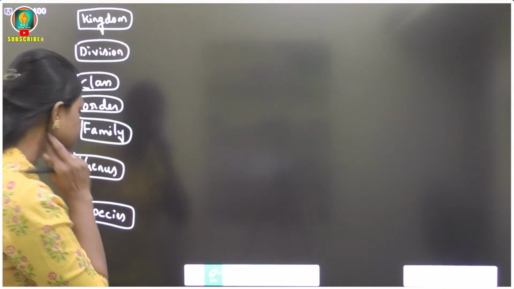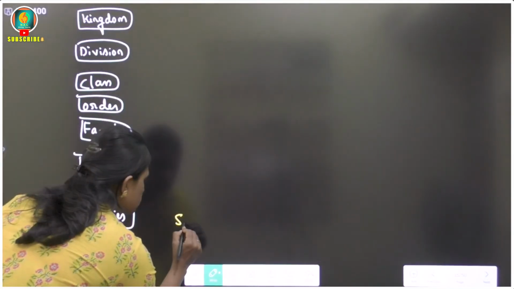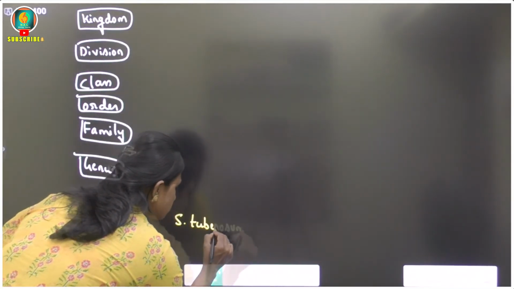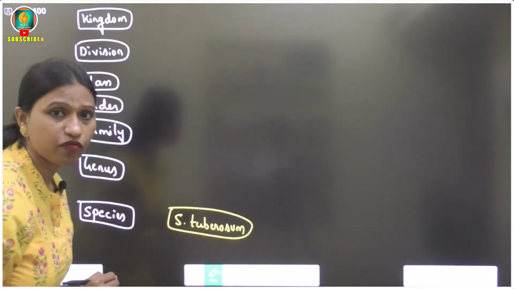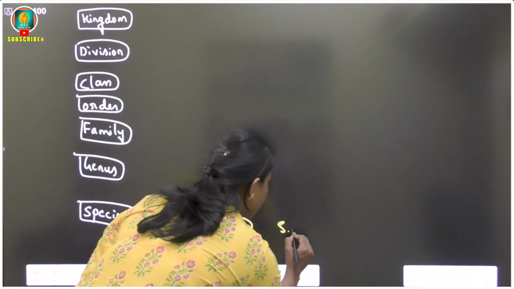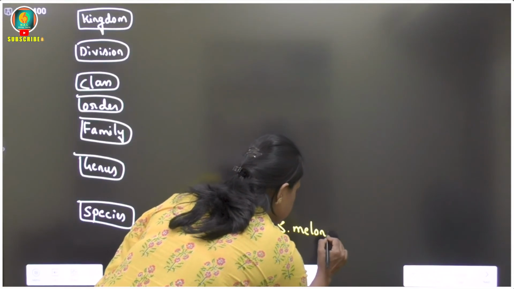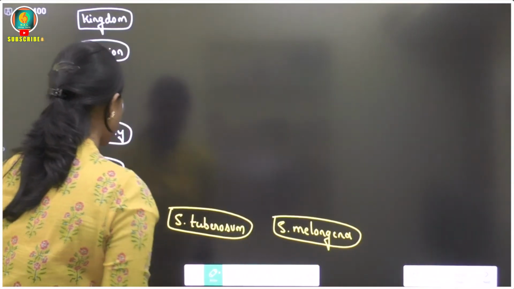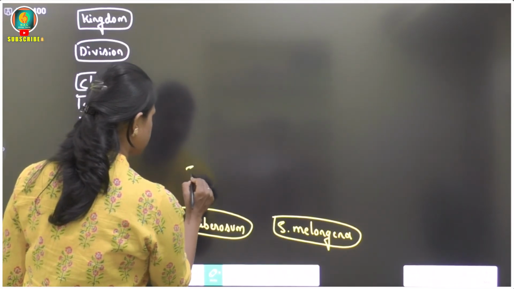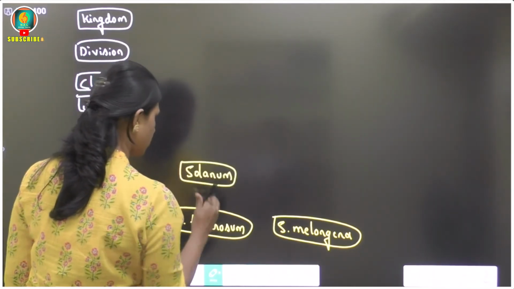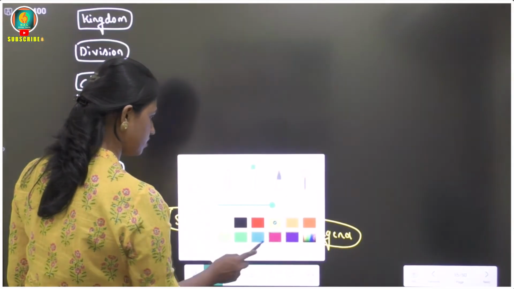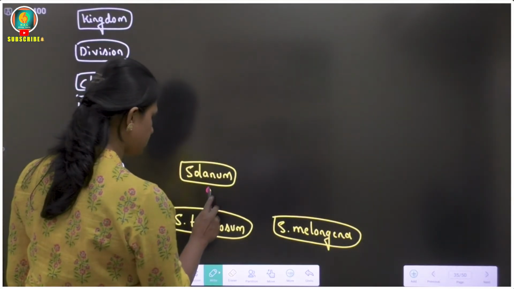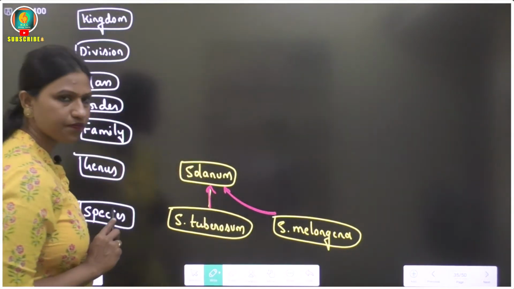Now see, here NCERT has mentioned Solanum tuberosum. It took the example of potato. Like that it took Solanum melongena, that is brinjal. So both belong to which genus? They belong to the genus Solanum. That means to this genus, these two species come.